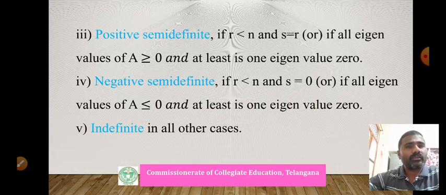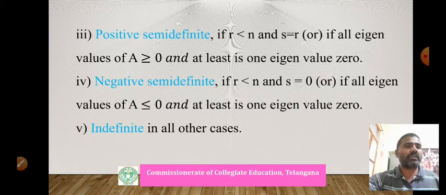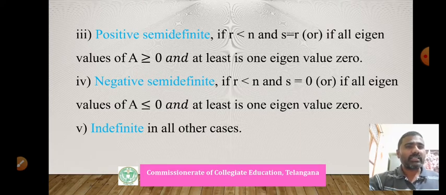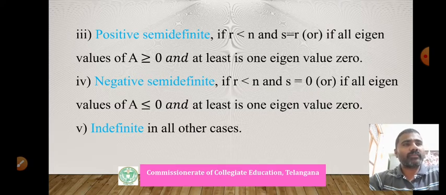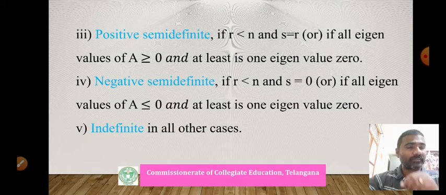And the last one is all other cases. You can say that the quadratic form is indefinite. That means some are positive eigenvalues and some are negative eigenvalues. Some terms are positive, some terms are negative. In that case, we can say that the quadratic form is an indefinite quadratic form. If the eigenvalues of A are, for example, -1 and -2, we can say negative definite form; otherwise indefinite form.